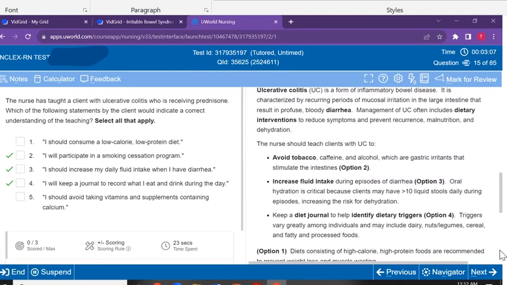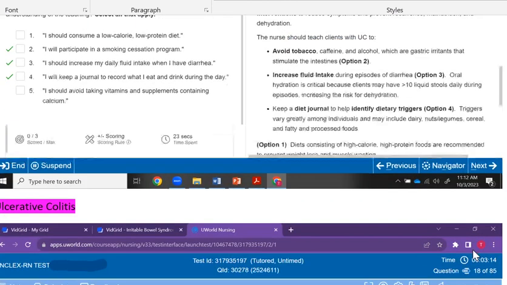Here it says, avoid tobacco, caffeine, and alcohol, which are gastric irritants that stimulate the intestines. Increase fluid intake during episodes of diarrhea. Oral hydration is critical because clients may have greater than 10 stools a day during episodes. Wow, that's a lot, right? Keep a diet journal to help identify triggers. Triggers vary greatly among individuals. So whatever food, we've got to know what triggers your symptoms.